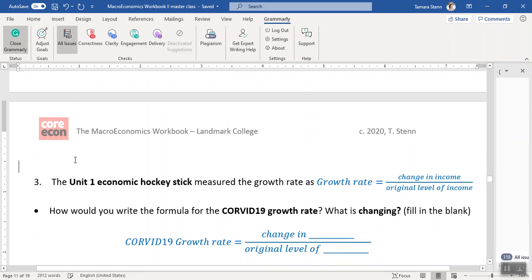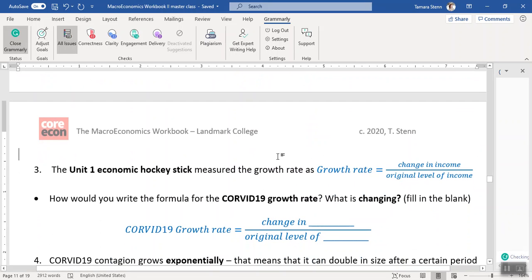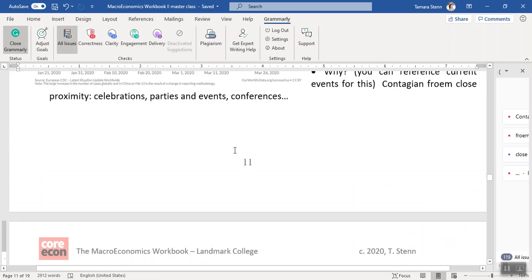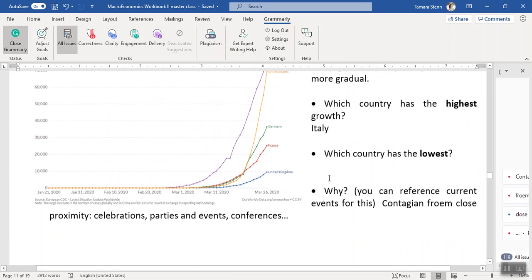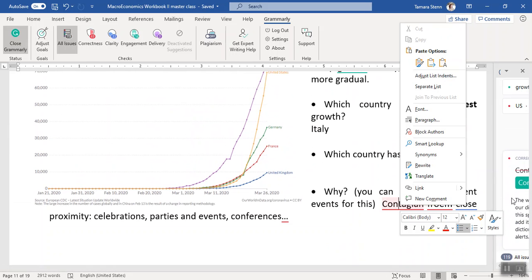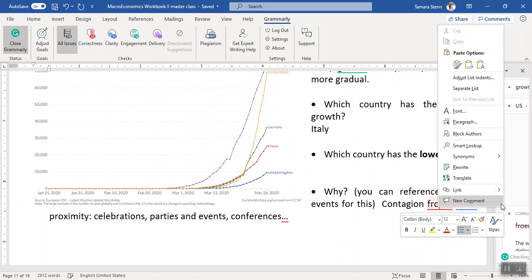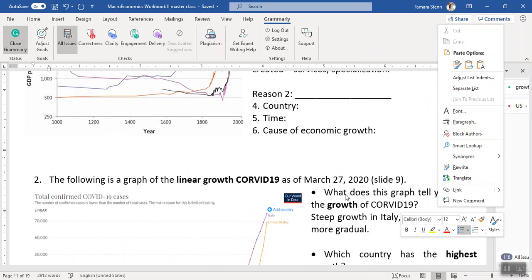So here what we're looking at is the Unit 1 economic hockey stick, which measured the growth rate as growth equals the change in income divided by the original level of income. So here comes our math, okay? What I'm going to do is take a break here, and I'll make this a separate video so that it's not so much information at once for you guys, and it becomes easier for you to follow. So I'm going to pause right here.